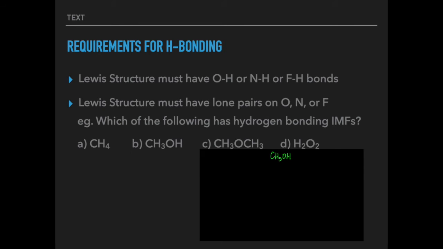Let's look at methanol. Methanol is CH3. So this is a CH3 unit. And then there's an OH. So there's O and then H. And so carbon has 4 valence electrons. Hydrogen has 1 valence electron. Oxygen has 6 valence electrons. So let's go ahead and make our bonds here. And this molecule has an oxygen with a lone pair, and it physically has an OH bond. So this guy here can undergo hydrogen bonding.